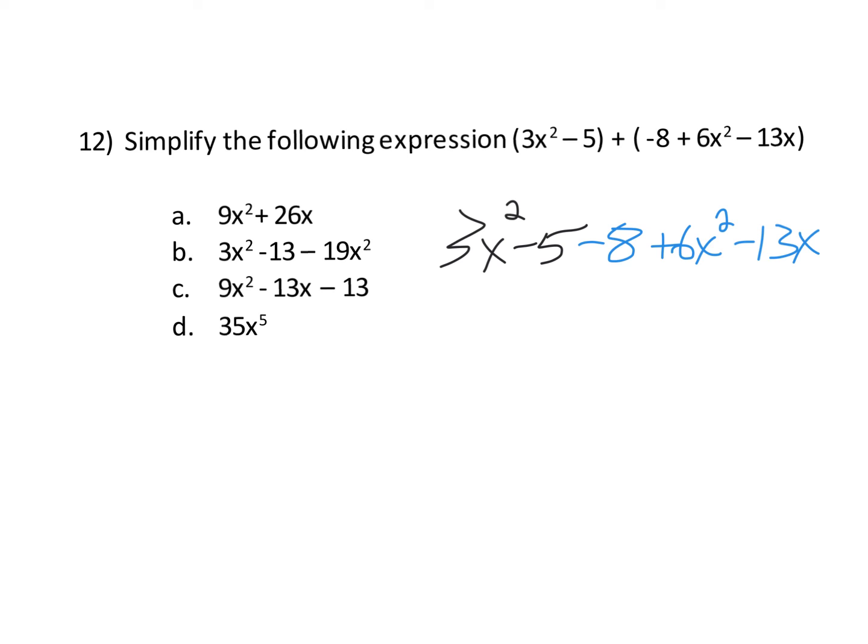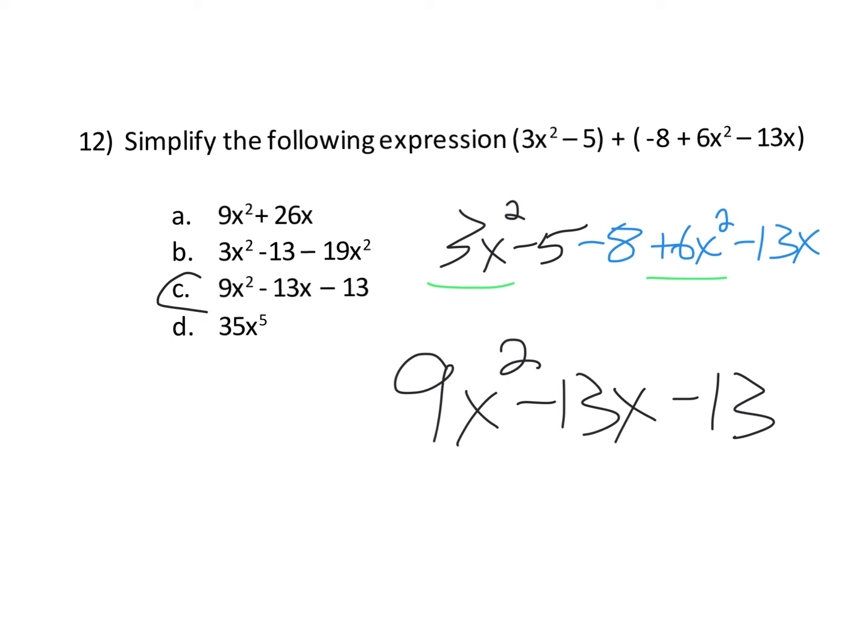Now again, we need to find the like terms, so we're looking for like bases and exponents. We have this x squared and this plus 6x squared, so I'm going to combine 3x squared and 6x squared, which is going to give me 9x squared. Then we have a minus 13x. We don't have any other term with just x to the 1 power, so minus 13x. And then finally, we have a minus 5 and a minus 8. Put those together, and you have minus 13. So minus 13. And that would be your answer there.